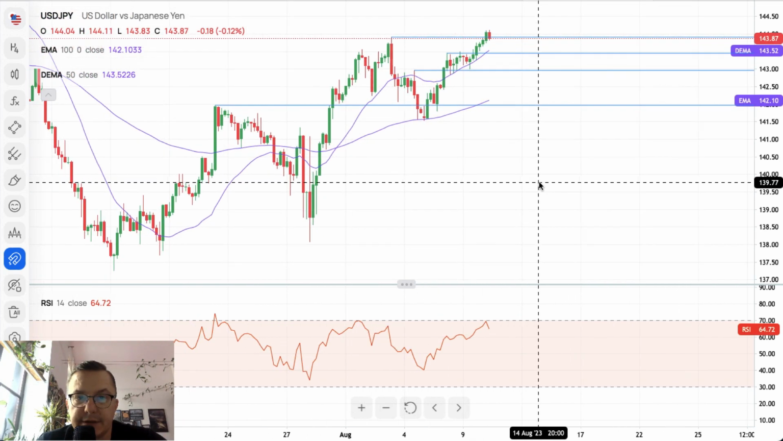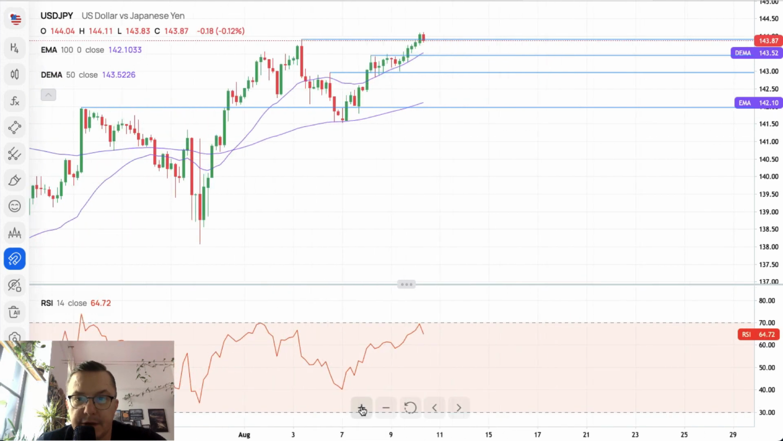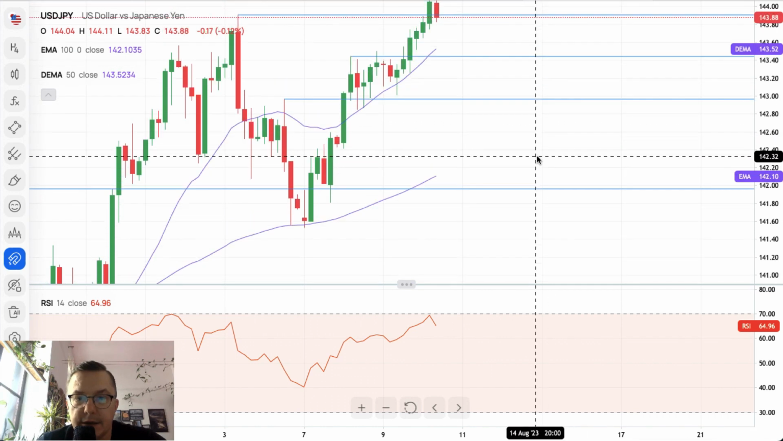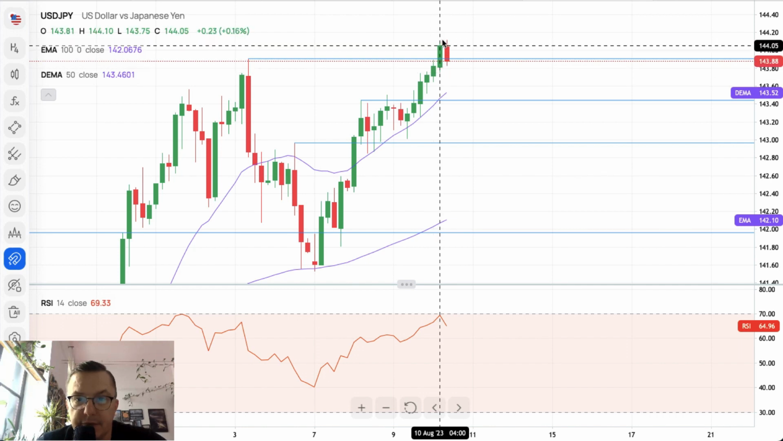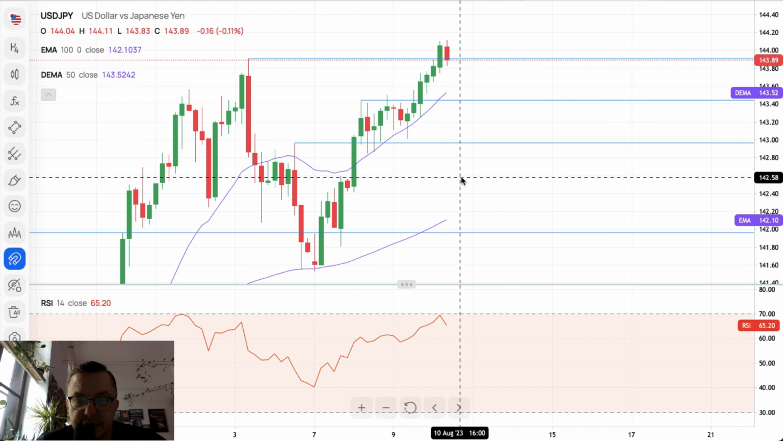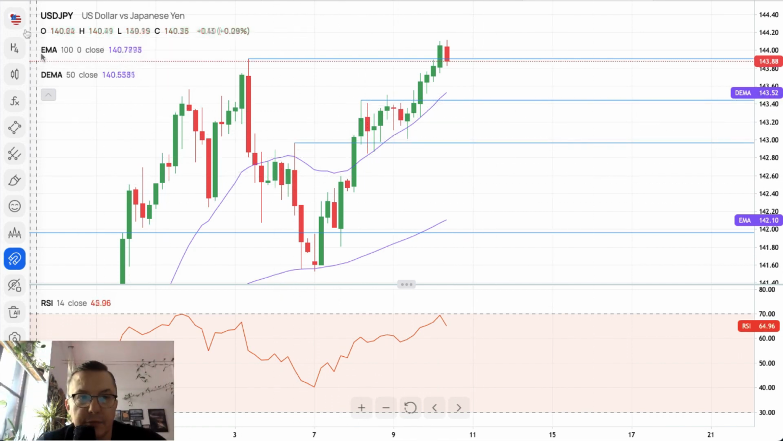So that's the current situation. Let me just zoom in so you guys can see it clearer. If this red candle will cover the previous candle, we have the bearish engulfing pattern, and then of course there is room to the downside to be tested. One of these levels will be the target for the pullback.